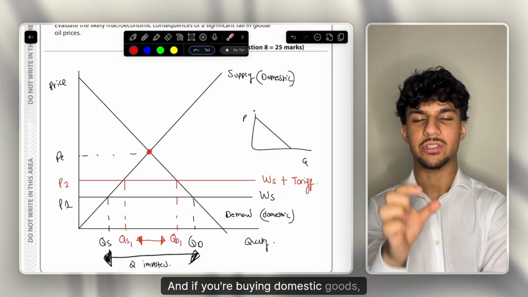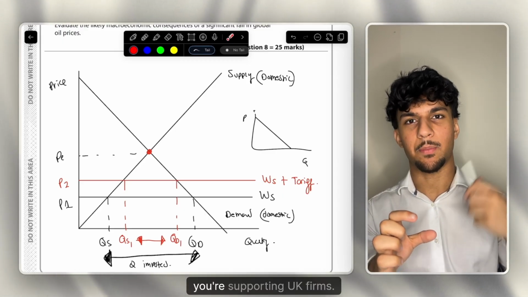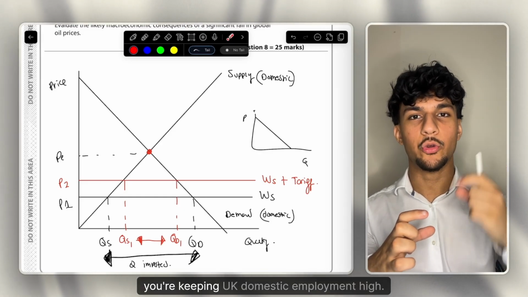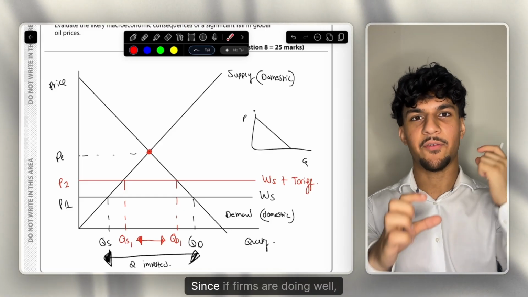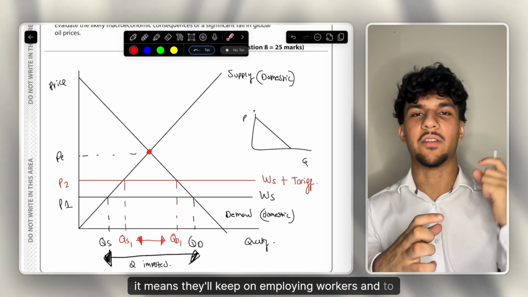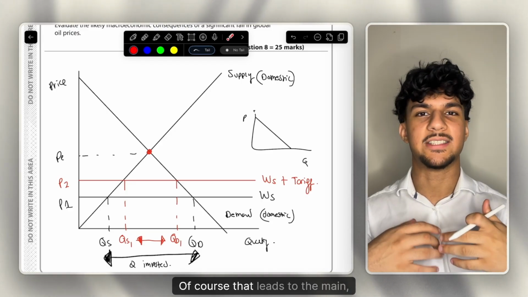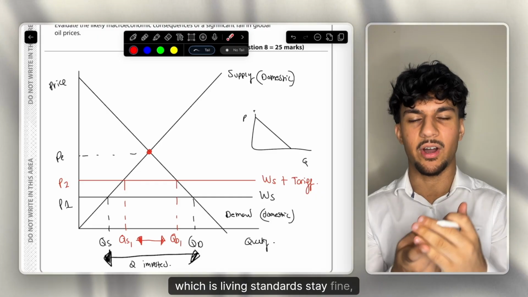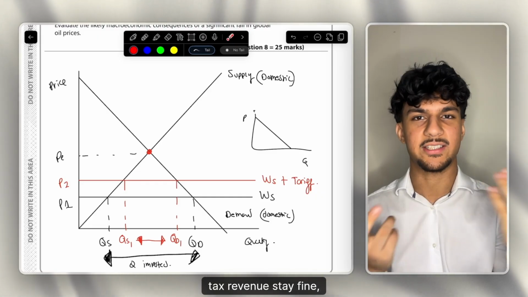And if you're buying domestic goods, if you're buying UK goods, you're supporting UK firms. If you're supporting UK firms, you're keeping UK domestic employment high. Since if firms are doing well, if firms are making profits, it means they'll keep on employing workers. And to keep on employing workers, of course, that leads to the main things that the UK government cares about, which is living standards staying fine, tax revenue staying fine, etc.